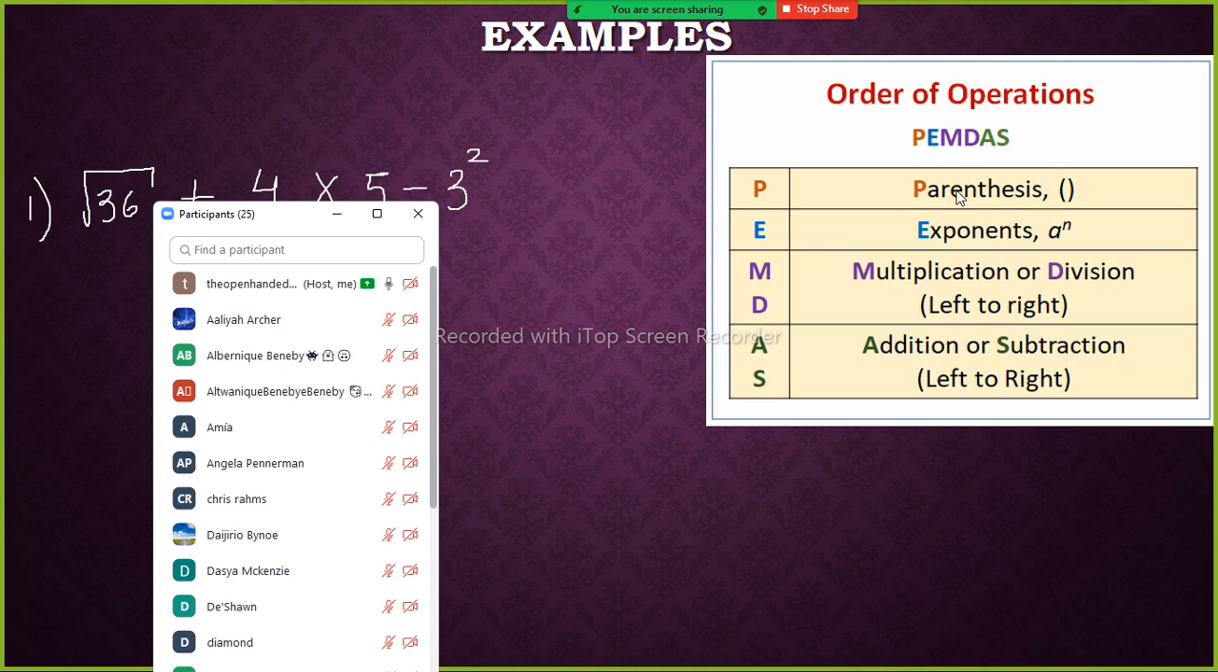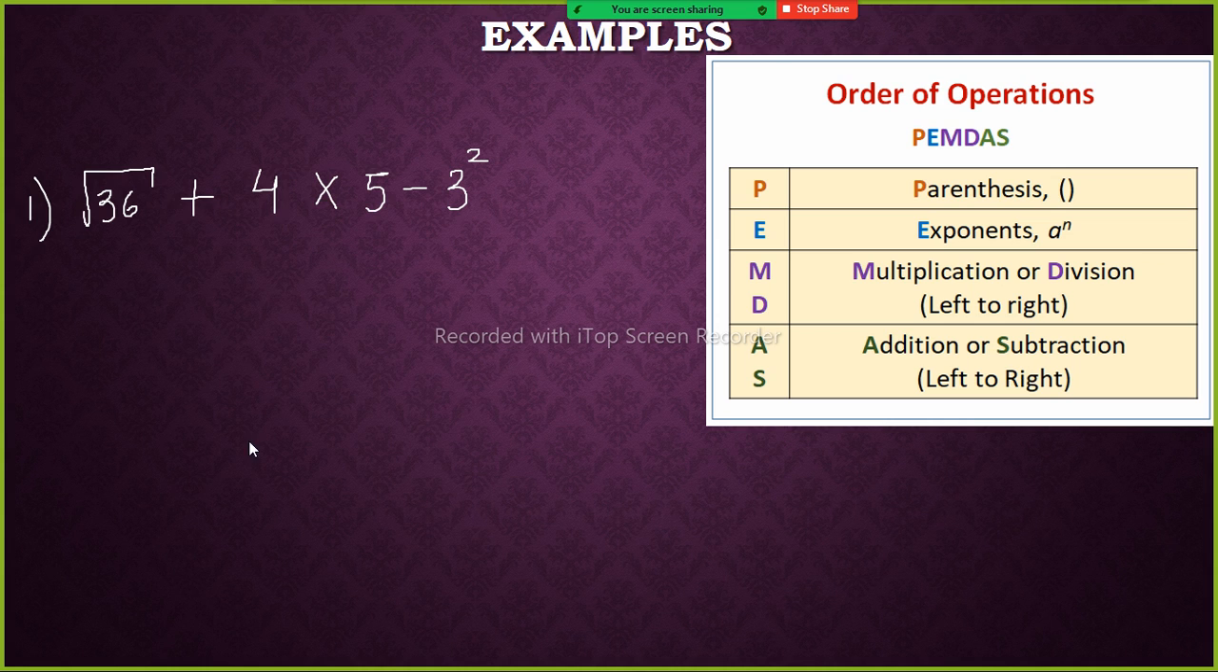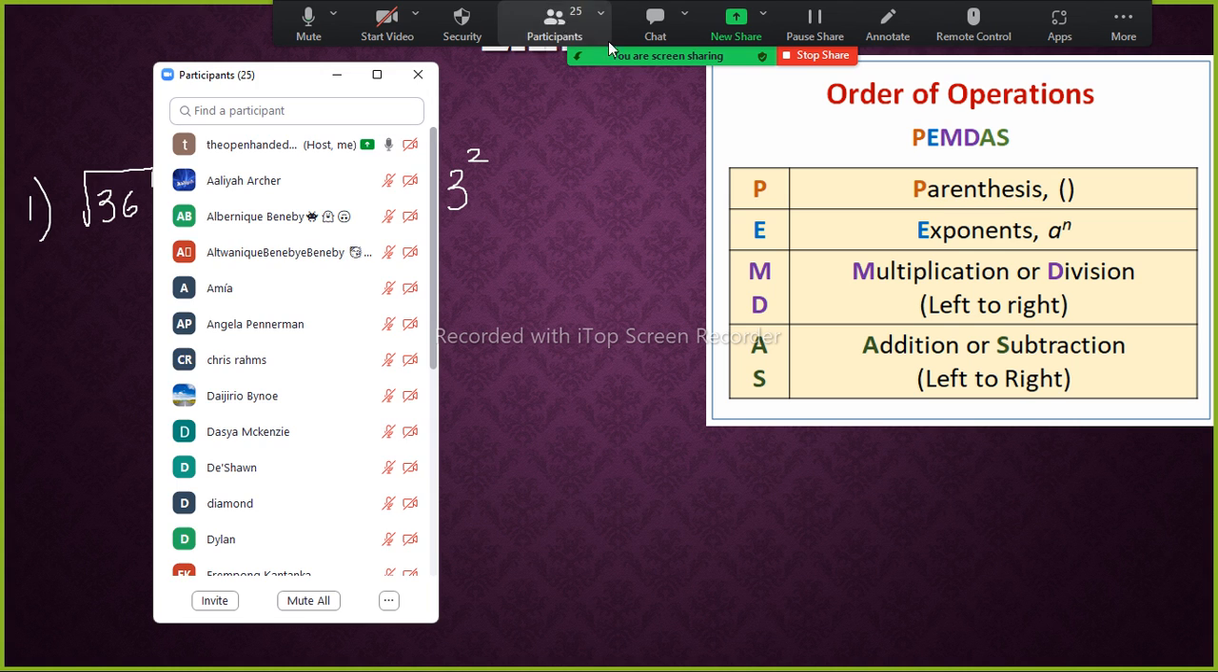So we either do the parentheses first. If we don't have parentheses, like how we don't have any parentheses here, we move to exponents, which will be the squares and the square root. Then we do multiplication or division from left to right. Then addition and subtraction from left to right. So once again, what's the first thing that we're going to do here?